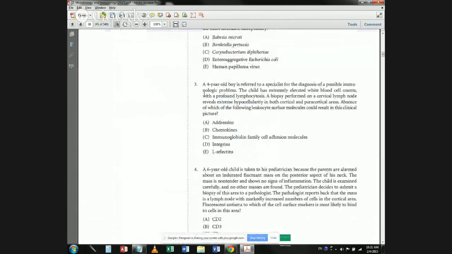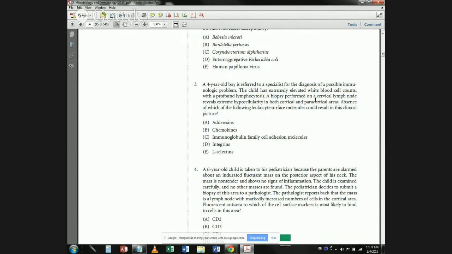Question 3. A 4-year-old boy is referred to a specialist for the diagnosis of a possible immunologic problem. Okay, so he might have an immunologic problem. Let's send him to a specialist. The child has an extremely elevated white blood cell count, with profound lymphocytosis. Oh boy, he probably has ALL.